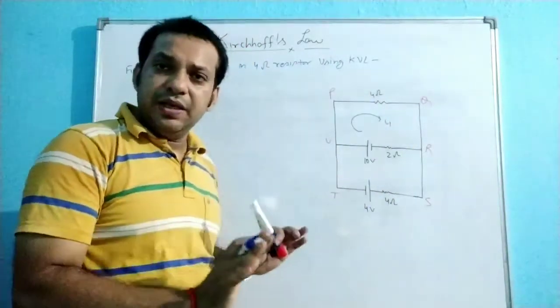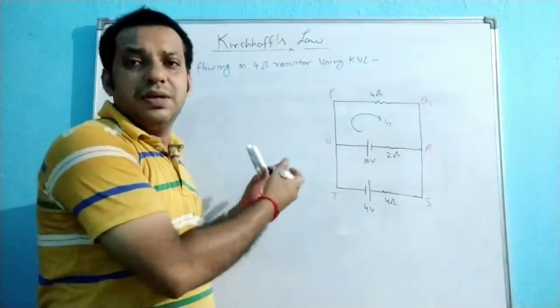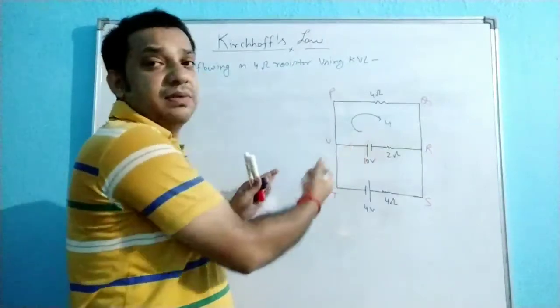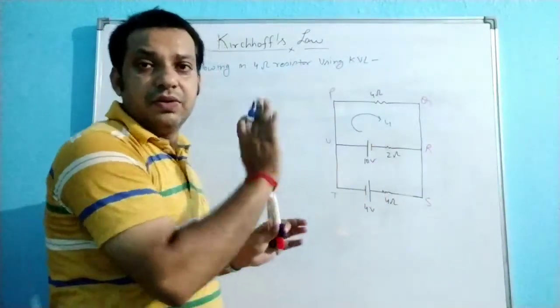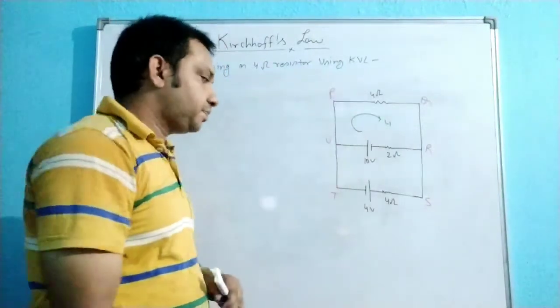Again, no need to worry. If our assumed direction is wrong, then mathematically the answer will correct itself. Mathematically, the value of I1 will be negative. So I am taking the I1 direction like this.